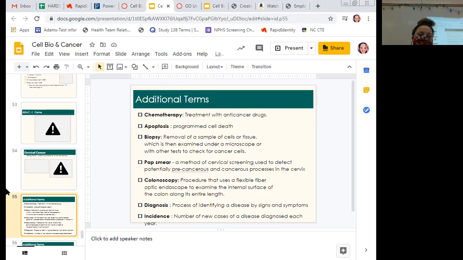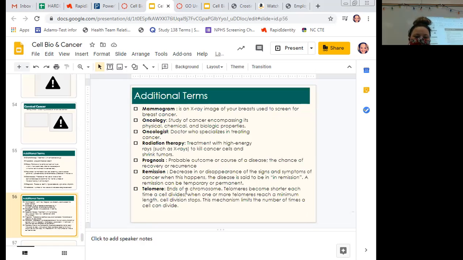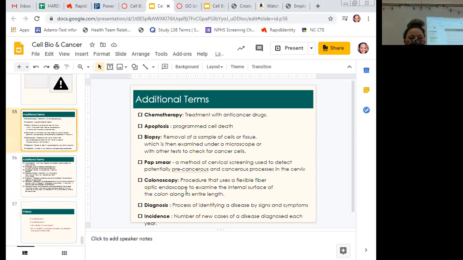You also need to know down here, guys, when we're talking about diagnosis, where we tell you you have a disease, versus prognosis, where we tell you how long you may live after your disease or your chance of recovery. You need to know that a colonoscopy tests for what? Colon cancer, okay? You need to know these terms here, okay?